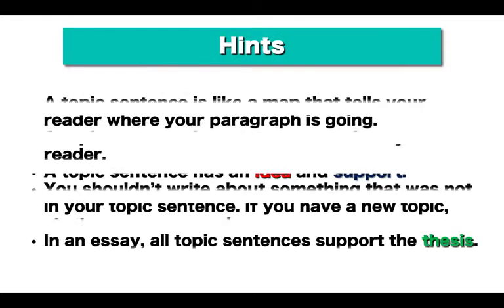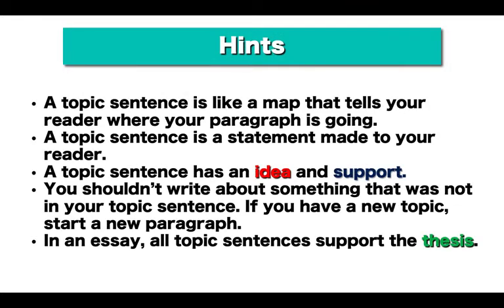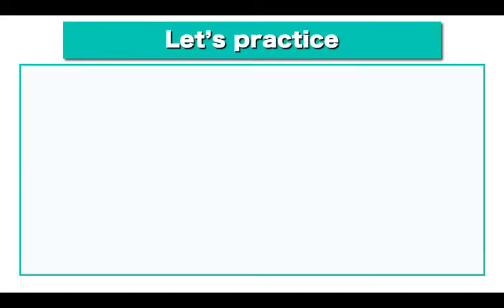Now, hints. First, a topic sentence is like a map that tells your reader where your paragraph is going. A topic sentence is a statement made to your reader. A topic sentence has an idea and support. You shouldn't write about something that was not in your topic sentence. If you have a new topic, start a new paragraph. In an essay, all topic sentences support the thesis. So let's practice.